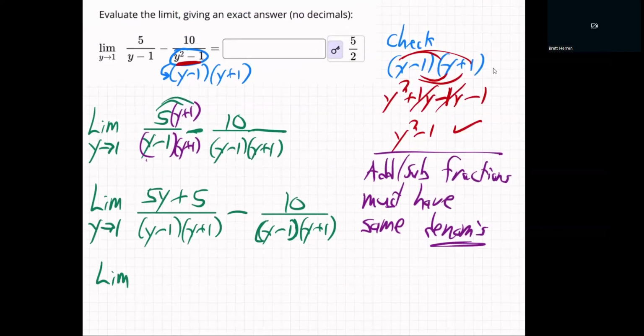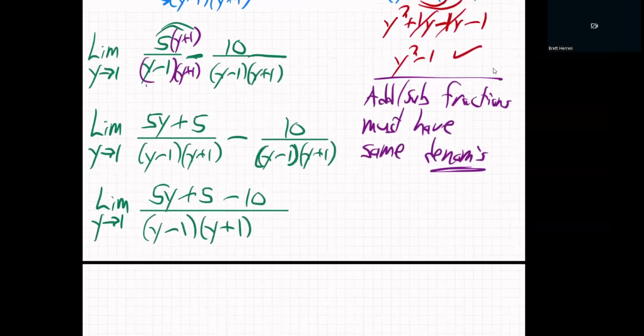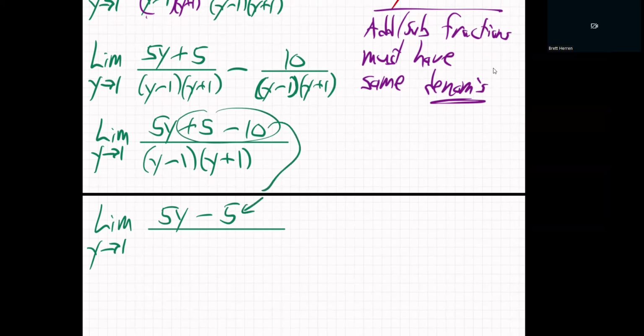The limit as y goes to 1 of 5y plus 5 minus 10 over y minus 1, y plus 1. Now I can simplify this again. This is going to be 5y minus 5 on the top, right? 5 minus 10 is minus 5.